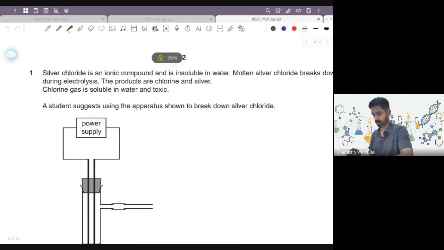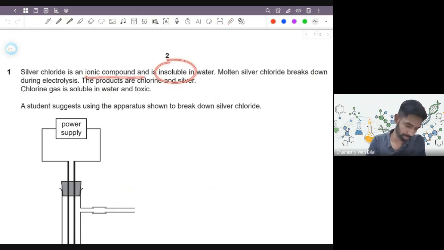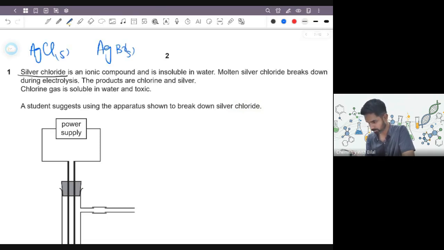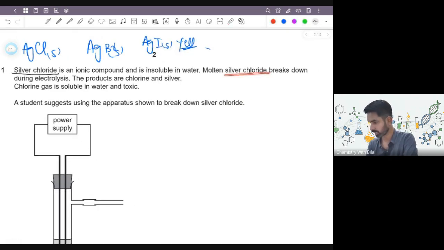All right. So silver chloride is an ionic compound insoluble in water. We know that most ionic compounds are soluble in water, but silver chloride, we know silver halides, whether it is silver chloride and silver bromide, make a white precipitate. What does silver bromide make? Cream. And what does silver iodide make? Yellow. So these are the precipitates that are part of our syllabus. Silver halides are insoluble.